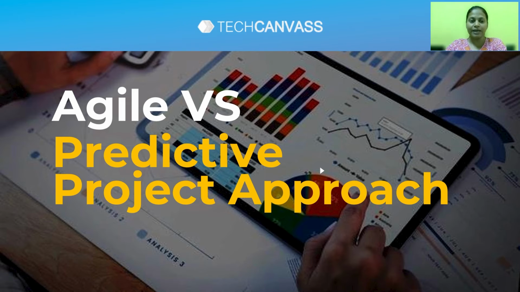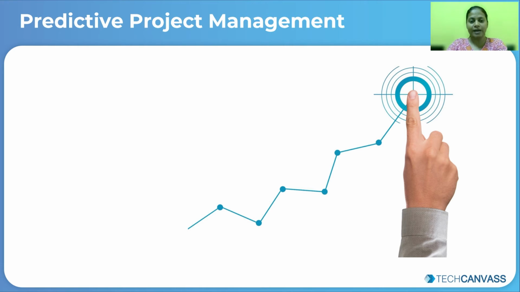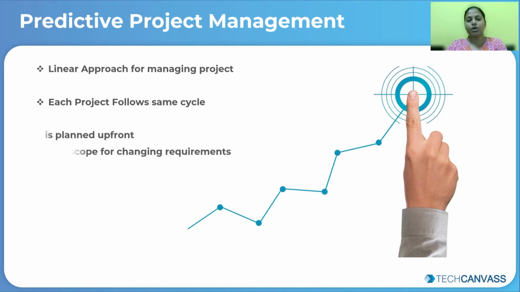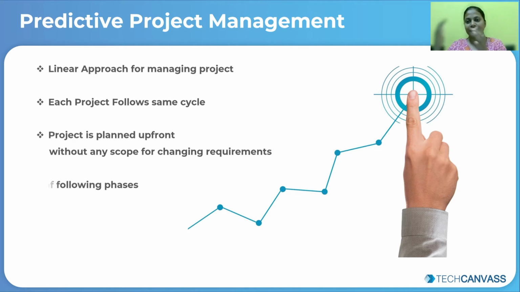Okay, so today I am going to talk about Agile versus Predictive project approaches. Let's first understand what we mean by predictive approach. Another name you would have heard for this approach is waterfall model. As the name suggests, the approach for this kind of project management is linear, right? Your projects are divided into phases.